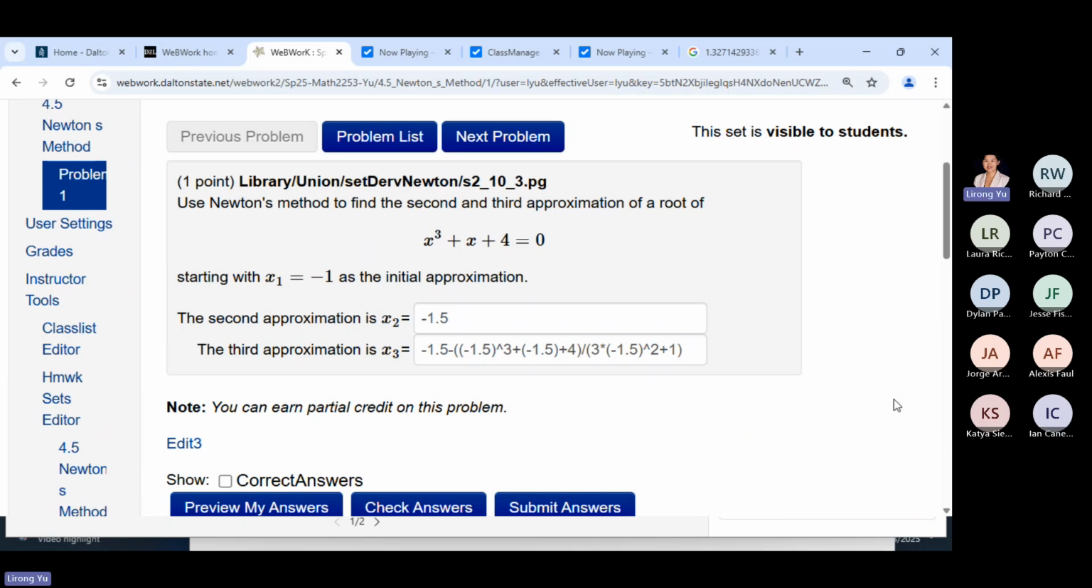Question? Did you finish all your 4.5? I just have problem 8, but problem 7, it took me 6 attempts.